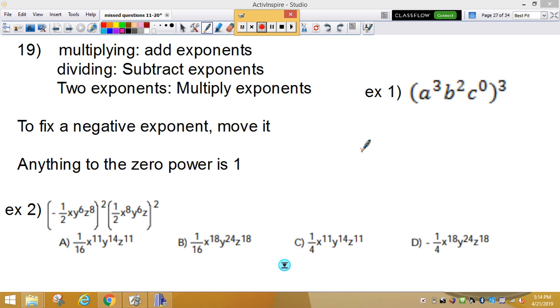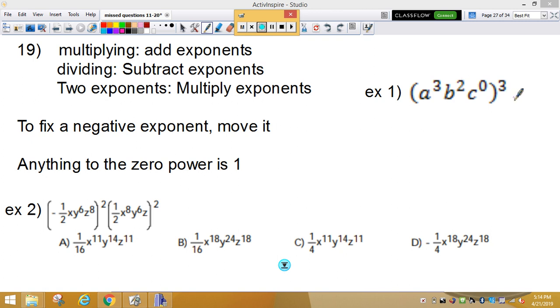If you missed number 19, I want you to pause it and write down everything on this page. Alright, so here are my rules. Multiplying, you add the exponents. Dividing, you subtract them. If there's two exponents, you multiply them. Fix the negative exponent, you move it. Anything to the 0 power is 1.